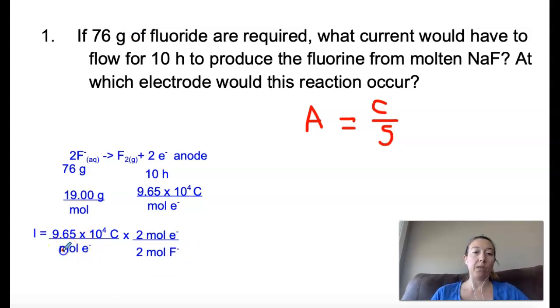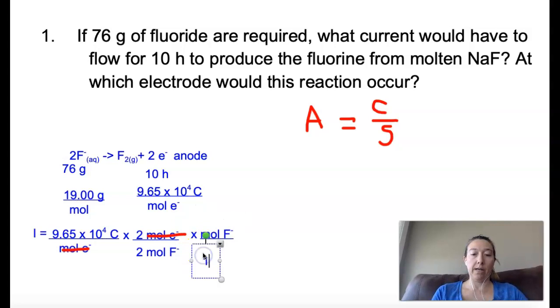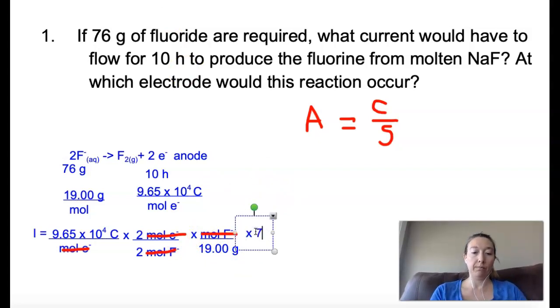So from here, I'm canceling moles of electron. Next thing I need to cancel is moles of F minus, so I'm going to use the molar mass to do that. So times moles of F minus over 19 grams. That's letting me cancel moles of fluoride. I need to now cancel the grams, so I can use that 76 grams. And that will now cancel my grams. Okay, so now we've placed the coulombs.